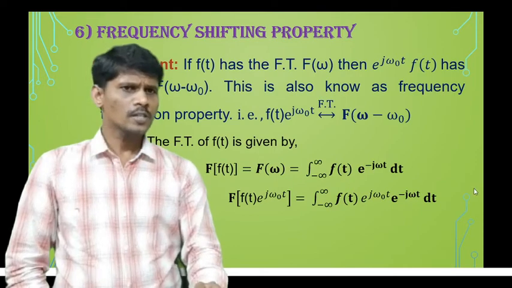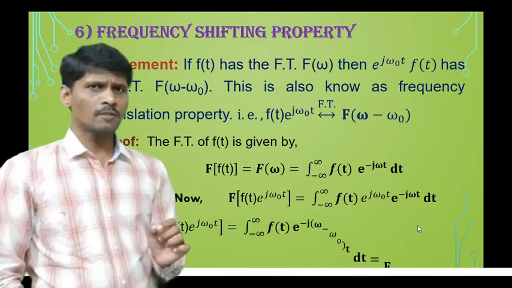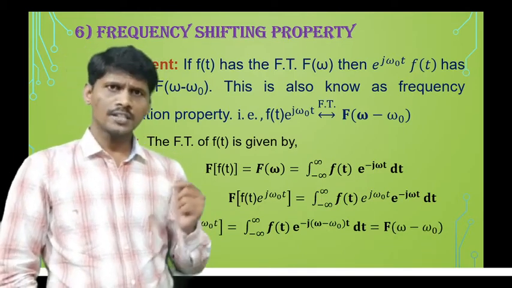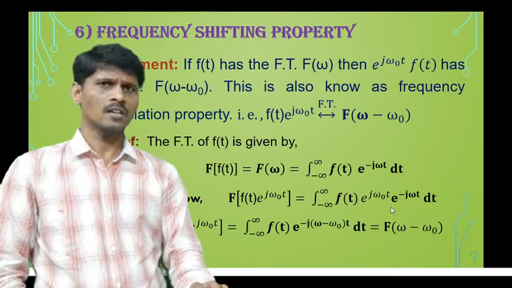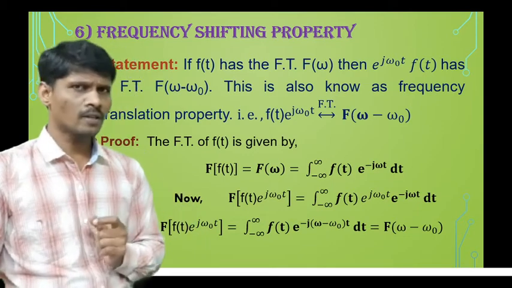Here, these two exponential terms are combined. For both the terms, what is the common factor? j t is the common factor. These two exponential terms are written as e power minus j of omega minus omega naught into t.